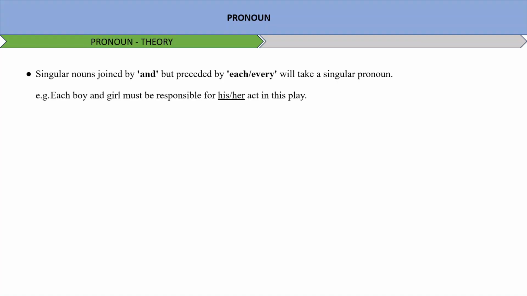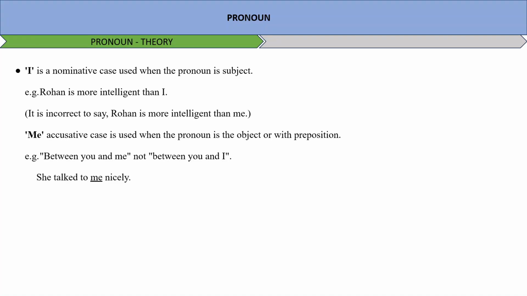Next, I is a nominative case subject, used when the pronoun is the subject. Rohan is more intelligent than I. It is incorrect to say Rohan is more intelligent than me, right? Me, accusative case, is used when the pronoun is the object or with a preposition: between you and me, not between you and I.